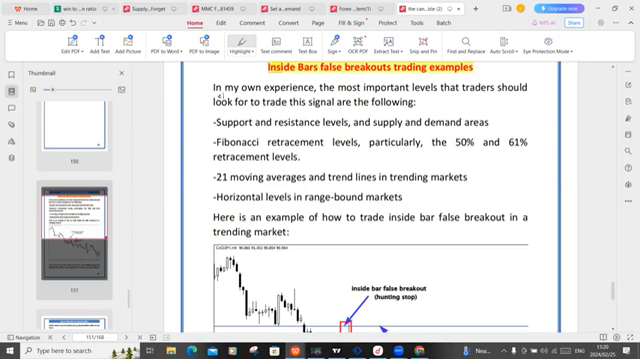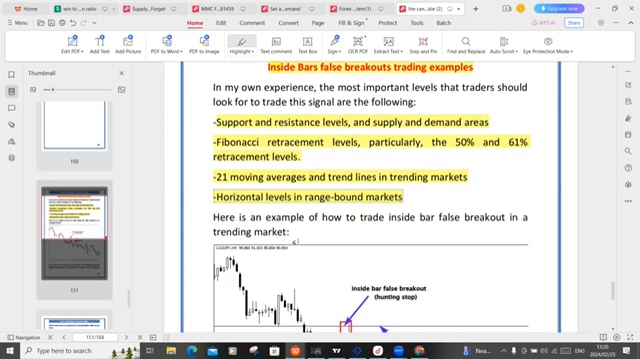Examples. In my own experience, the most important levels that traders should look for to trade this signal are the following: support and resistance levels, supply and demand areas, Fibonacci retracement levels, particularly the 50 and the 61 retracement levels, the 21 moving average and trend lines in trending markets, and horizontal levels in range-bound markets. Here's an example of how to trade the inside bar false breakout in a trending market.